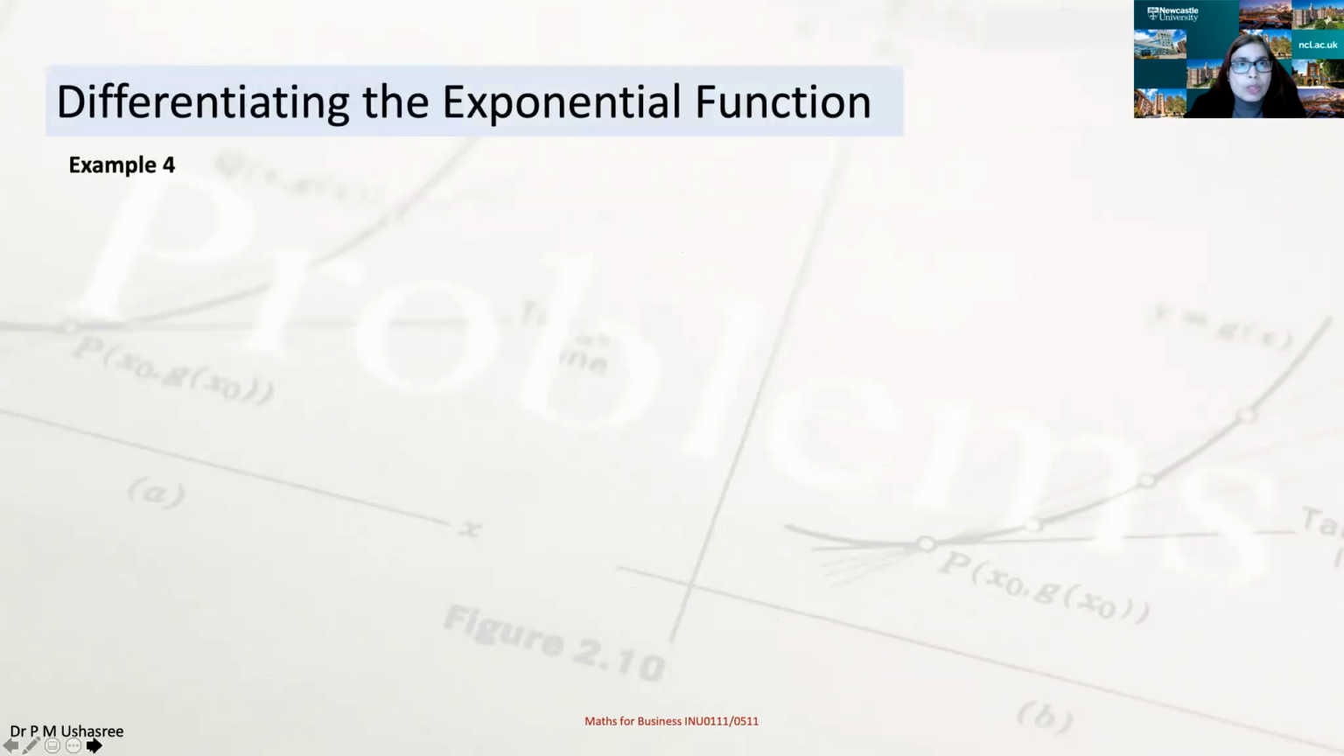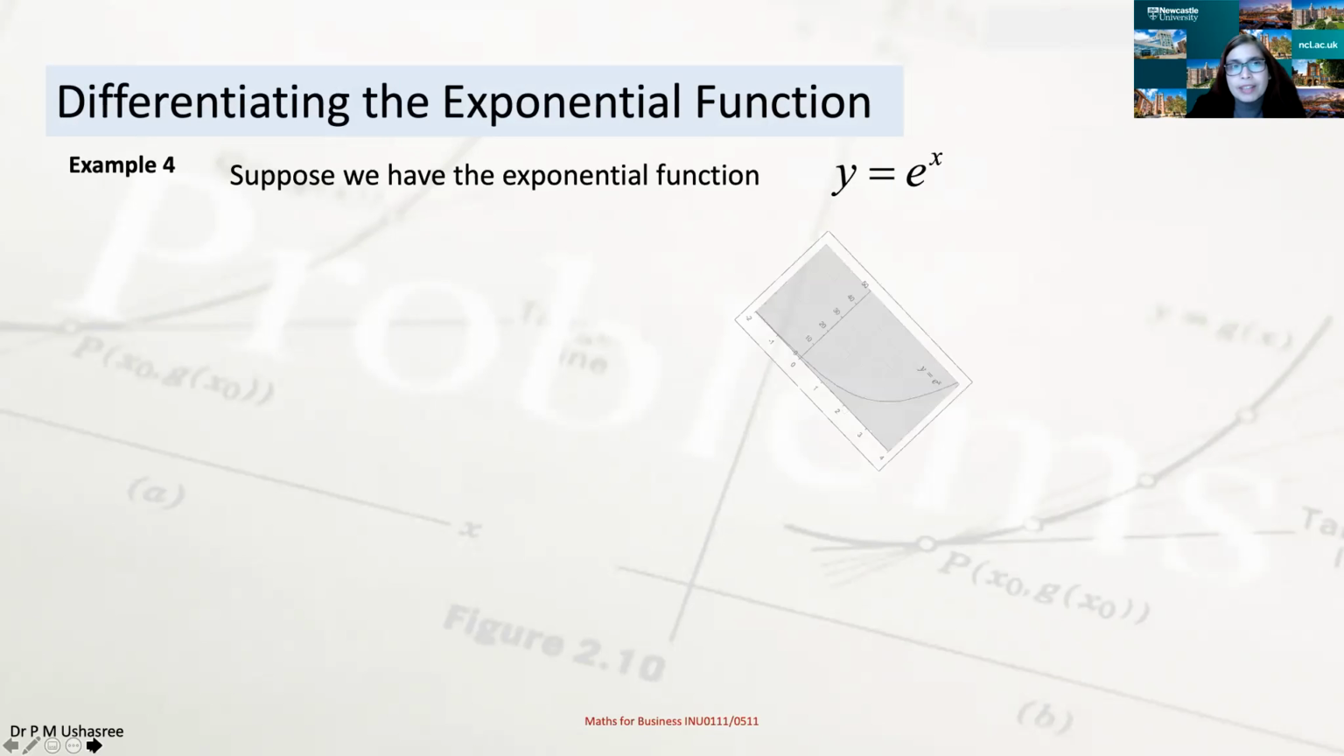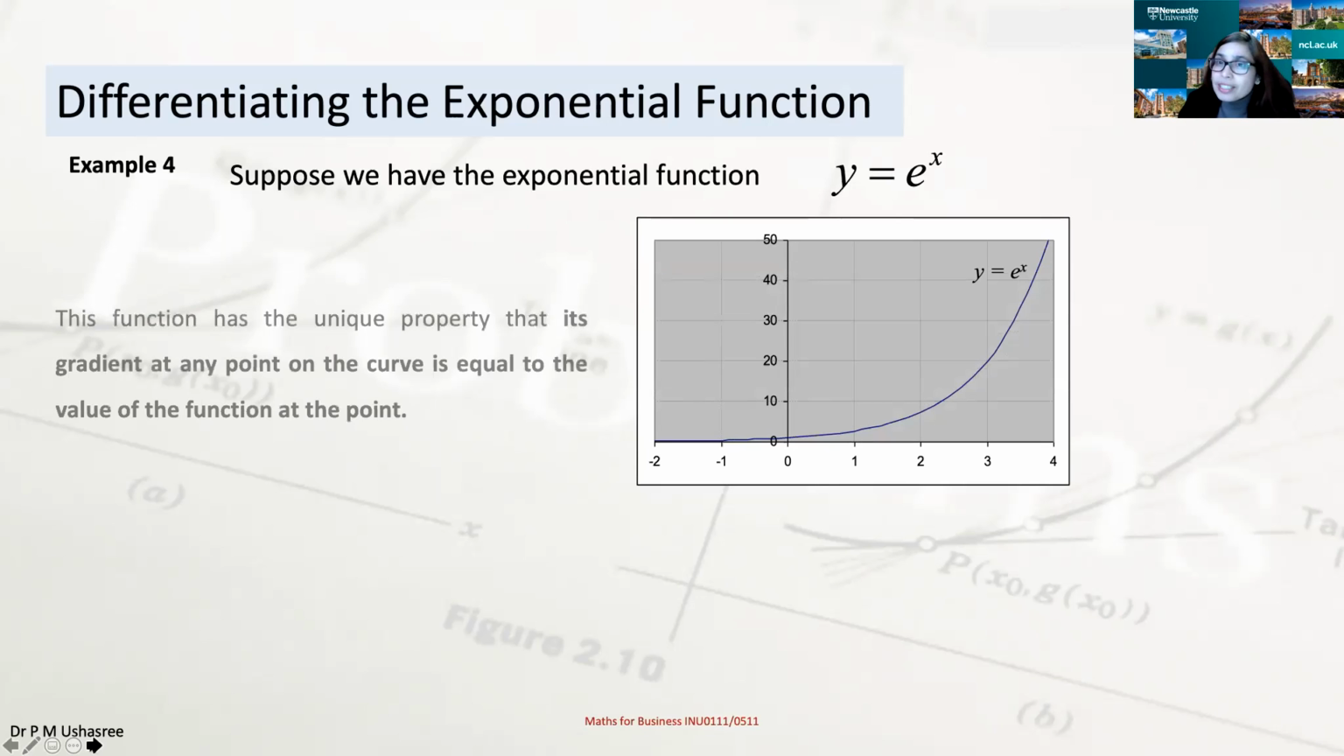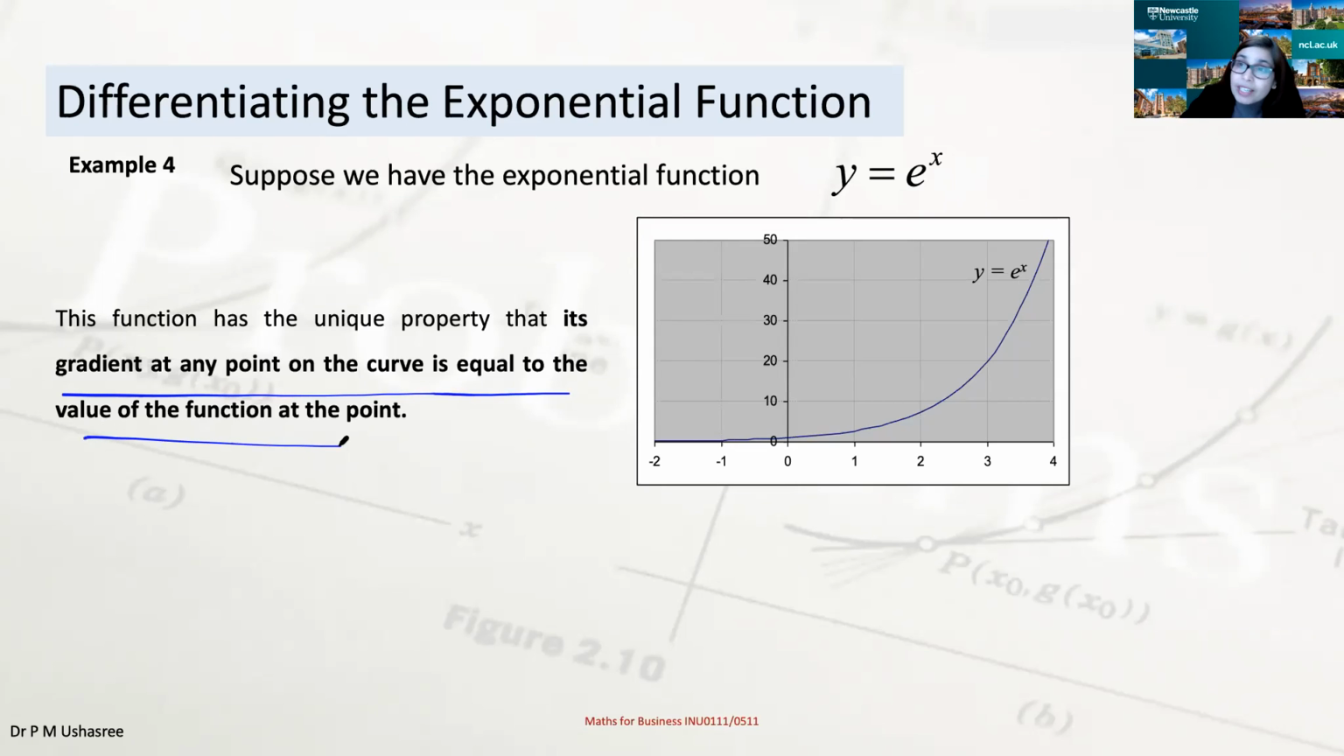Okay, now the last one, differentiating the exponential function. It's very straightforward, okay? It's interesting. Y is equal to e to the power of x. This function has the unique property that its gradient at any point on the curve is equal to the value of the function itself. That's the most interesting fact about the exponential function, yeah? And you can actually prove it.